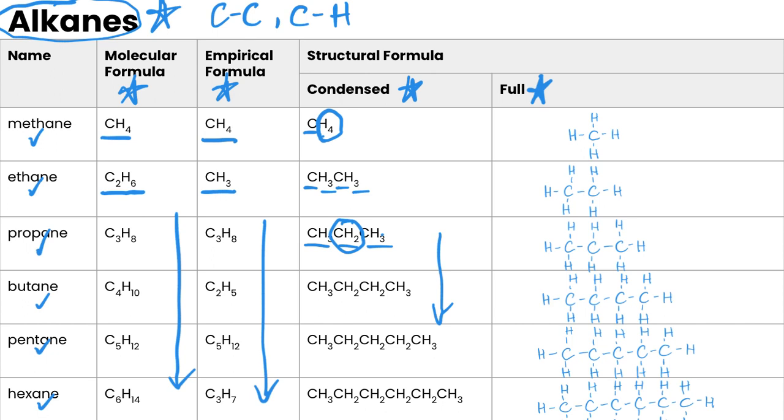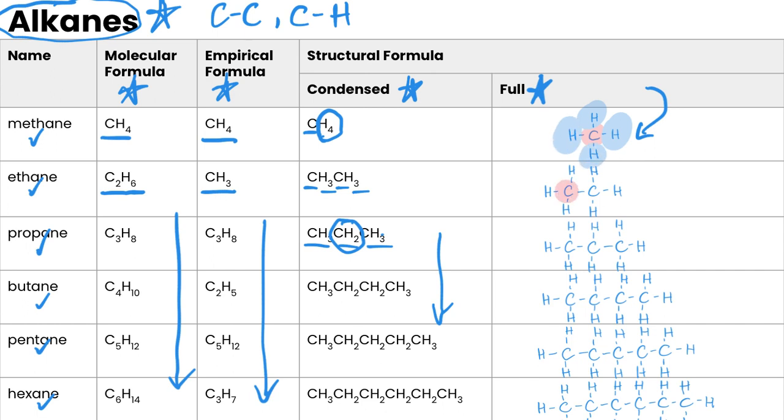as compared to the full structural formula, where you show each carbon atom as well as what it's attached to. And you show all the bonds. So in methane, for example, we have 1 carbon, and we're showing the 4 hydrogens attached to it here.